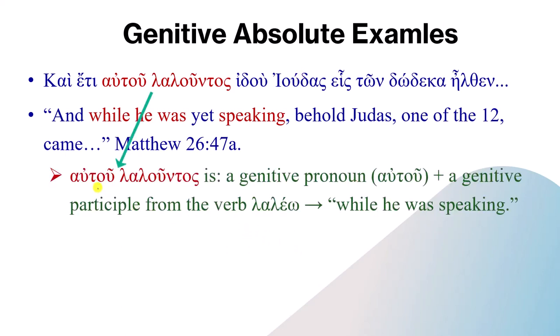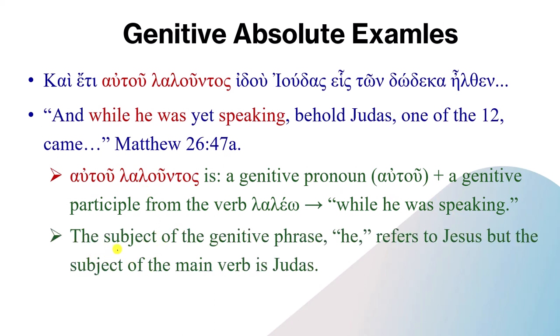So we have autou lalountos, and that is a combination of a genitive pronoun, autou, plus a genitive participle from the verb laleō, and we would translate that while he was speaking. Notice that there is no definite article with that participle. The subject of the genitive phrase, he, refers to Jesus, but the subject of the main verb is Judas. So here's an example of a genitive absolute.